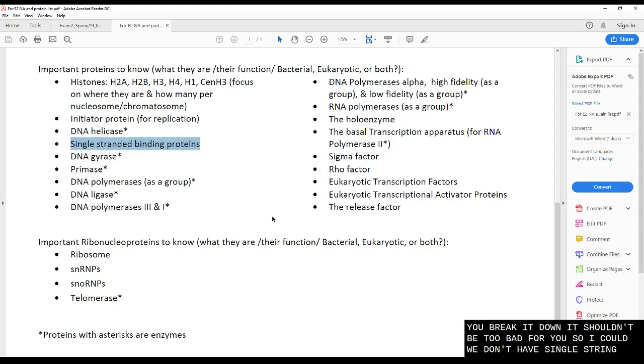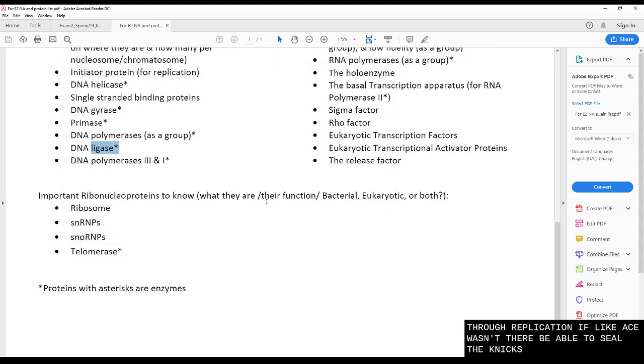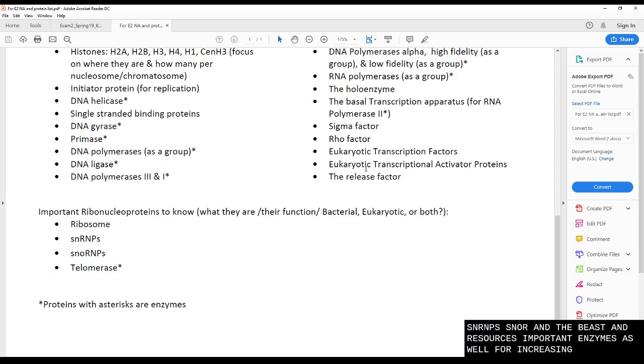So like if we don't have single strand binding proteins, the strands will just reanneal with each other in DNA replication. Remember, we open up that replication bubble, these single strand binding proteins come in, they bind, and they protect those hydrogen bonds from reforming. If they weren't there, the DNA would just come back together. We would never go through replication. If ligase wasn't there, we wouldn't be able to seal the nicks. And then here are the different ribonucleoproteins, such as the ribosome, snRNPs, snoRNPs, and telomerase, which is an important enzyme as well for telomere lengthening. It has a sequence of RNA that allows the base pairs to be added for DNA replication.